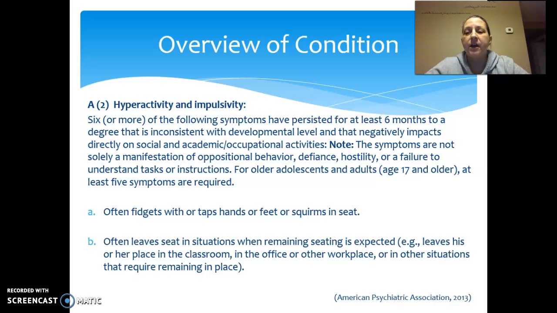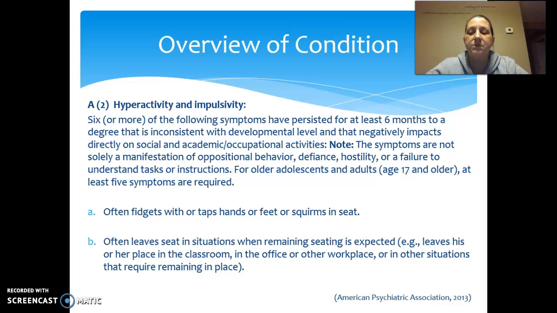For criteria A2, hyperactivity and impulsivity, 6 or more of the following symptoms must have persisted for at least 6 months to a degree that is inconsistent with developmental level and that negatively impacts directly on social and academic occupational activities. The symptoms are not solely a manifestation of oppositional behavior, defiance, hostility, or a failure to understand tasks or instructions. For older adolescents and adults, age 17 and older, at least 5 symptoms are required.